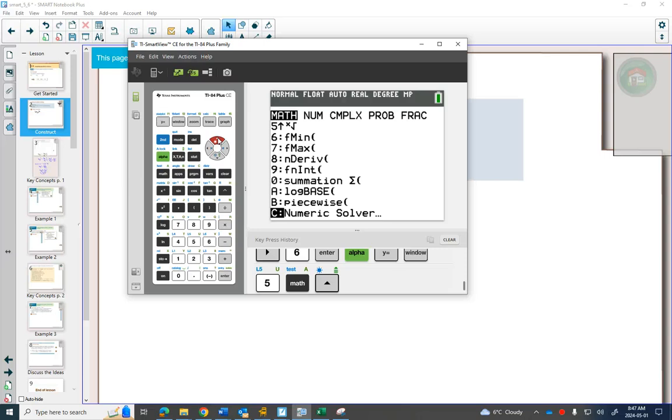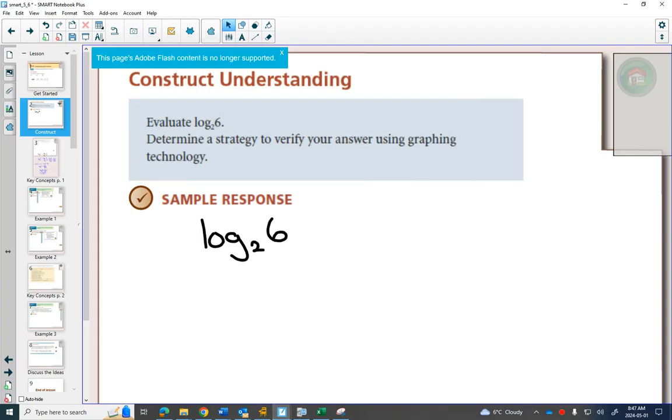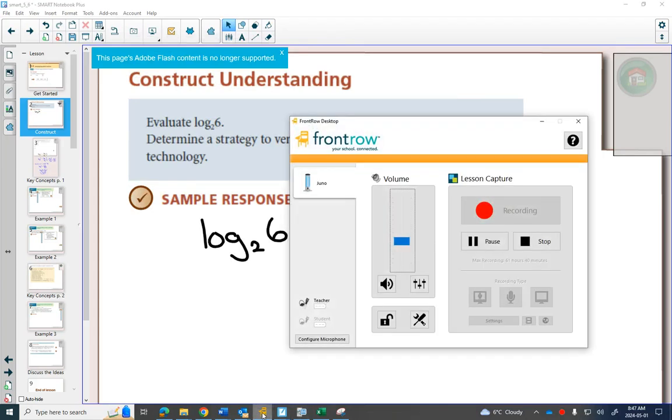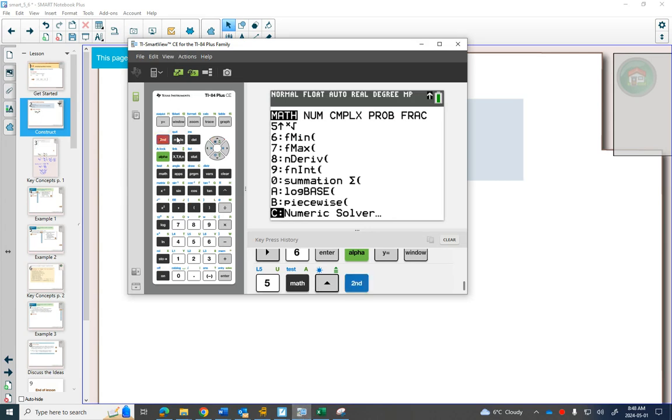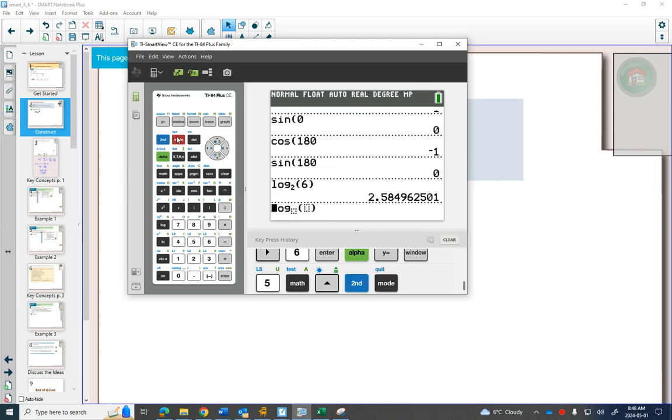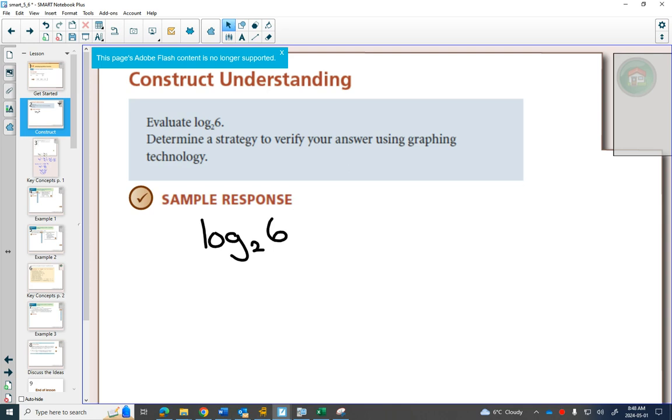If you have a scientific calculator, you're going to have to check. But most scientific calculators and older graphing calculators don't have the log base 2 in there, so you can't just type it in. The answer is 2.5849.